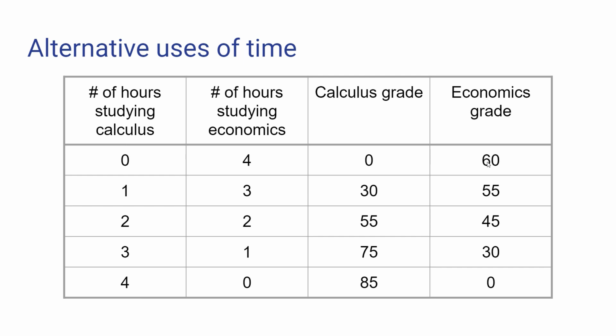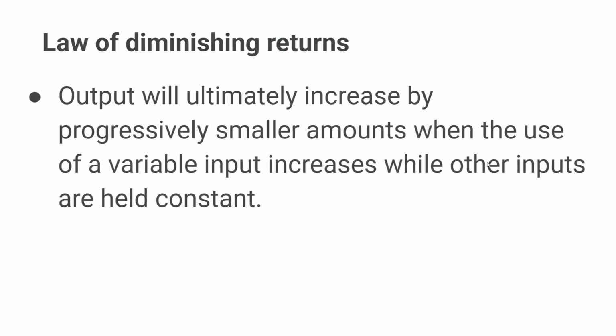So these are just some possible combinations, and notice these are not the only ones, because you could spend, for example, a half an hour studying calculus and 3.5 on economics, or any combination between these endpoints. So that law of diminishing returns is a fairly important principle in economics, and what it says is that when we have some fixed resources, output will ultimately go up by progressively smaller amounts when you add a variable input to this production process where some other inputs are held constant. In this case, the study materials you have and so forth would be the fixed inputs. But in general, we expect this relationship to hold.